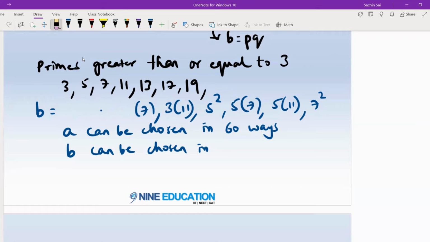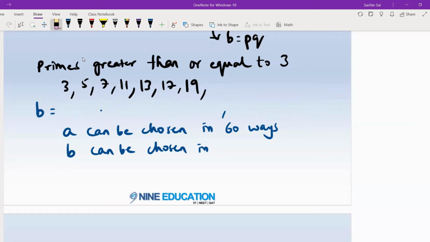So we have to make a table for this. So B is of the form P into Q. So if P is 3, then Q can be 3, 5, 7.